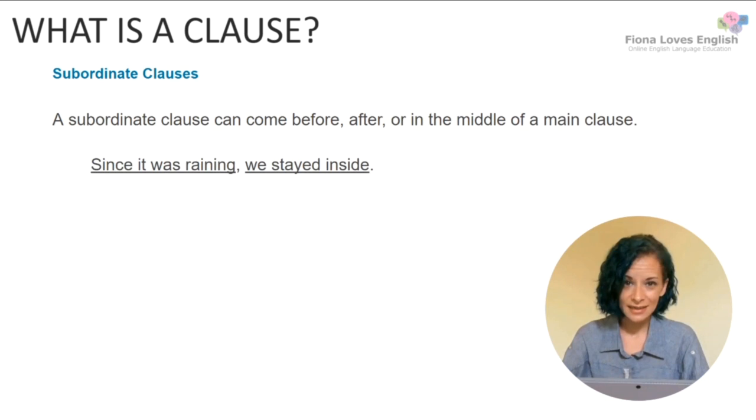Since it was raining, we stayed inside. The main clause is we stayed inside because we have a subject, we, and the verb stayed. In this example, the subordinate clause comes first, since it was raining. It doesn't make sense on its own. It has to be attached to that main clause.